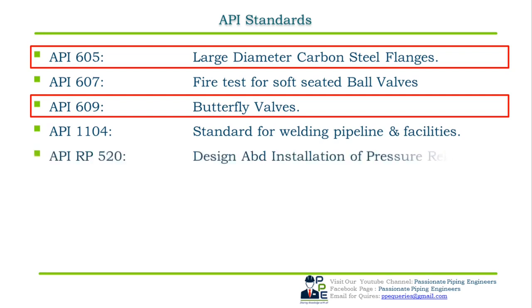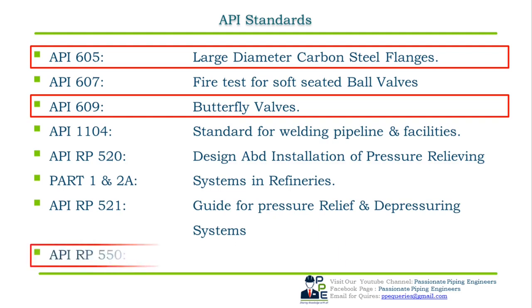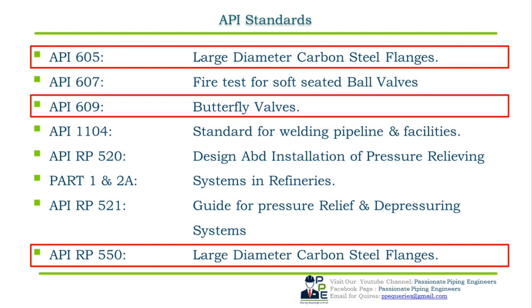API RP 520 is for design and installation of pressure relieving systems in refineries, Part 1 and Part 2. API RP 521 is a guide for pressure relief and depressuring systems. API RP 550 is for large diameter carbon steel flanges.